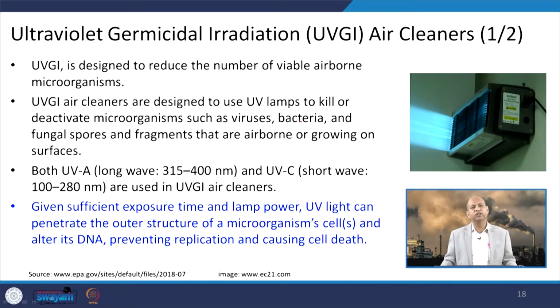Well, when we talk about ultraviolet germicidal irradiation, UVGI air cleaners, you might have seen during the COVID period these UV based cleaning devices came into the market. Similar devices already exist for deactivating microorganisms such as viruses or bacteria. Those are the devices which can be used for killing these microbes. Given sufficient exposure in terms of time and lamp power, UV light can penetrate the outer structure of the microorganism cells and alter its DNA. So, they can prevent its replication or further multiplication, and then they can cause cell death. That way the bacteria or virus can be killed.